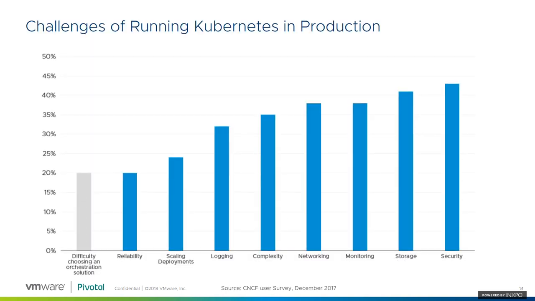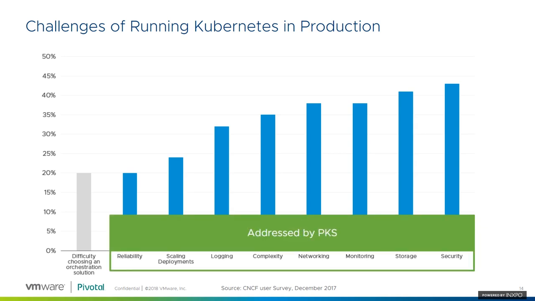Okay. So Kubernetes is not all roses. There's always challenges with new technology, and this graph shows the CNCF user survey back in December of 2017, and you can see the majority of the issues are related to infrastructure type things like security, potentially, storage, monitoring, networking, the overall complexity. And these are exactly things that are addressed by PKS.